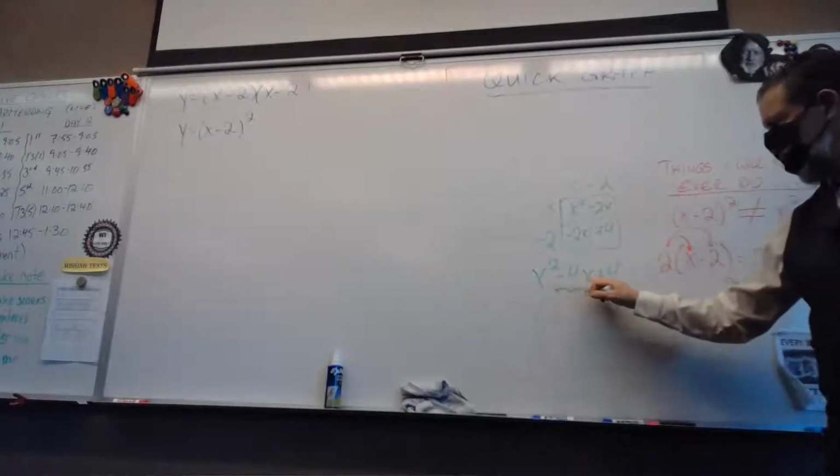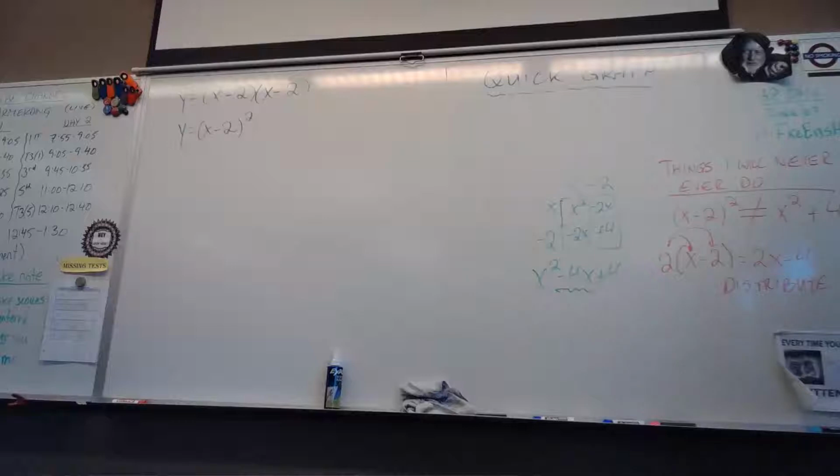Look at that. Huge, huge difference. So I think the thing to try to remember, put that in the back of your brain somewhere, we never distribute squares. Because squared means multiply by itself. It doesn't mean square all the bits. Okay?